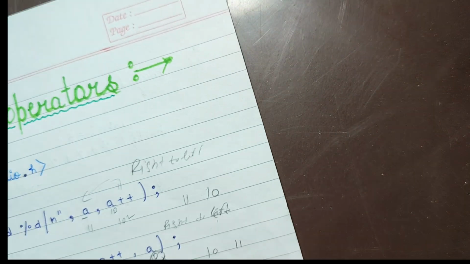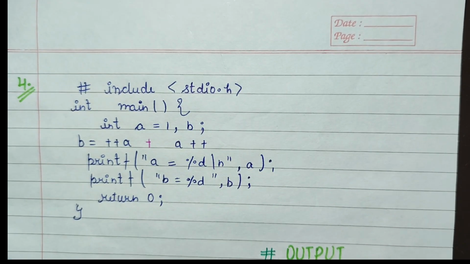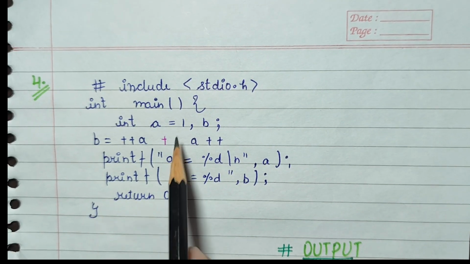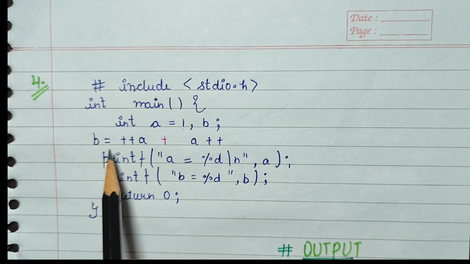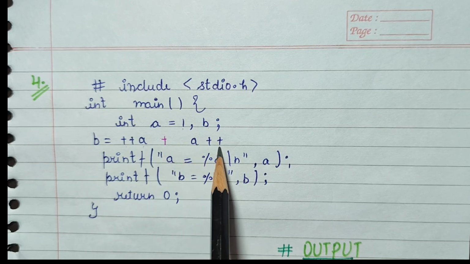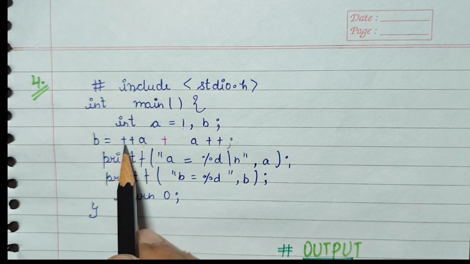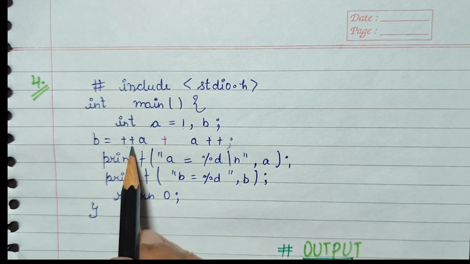Now we move to the next problem. So this is our last problem of this session. Okay, so a is equal to 1 and we have to calculate the value of b here. Now this one is the pre-increment and this one is the post-increment. Now the scenario is different.